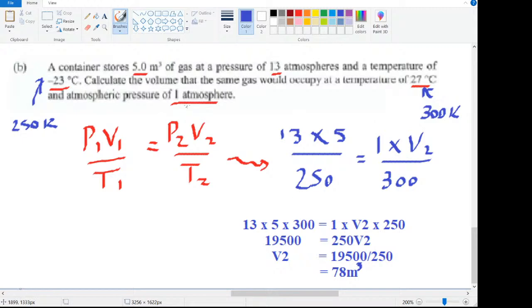Hopefully I'll look at that. So that makes sense. Let me see, 5 at a temperature minus 23, it's kind of hard to see if it makes sense with all these numbers here, but 78. I'm just checking back. 13, 5, 250, 1, V2, 300, that by this by that. Yeah, that is it.